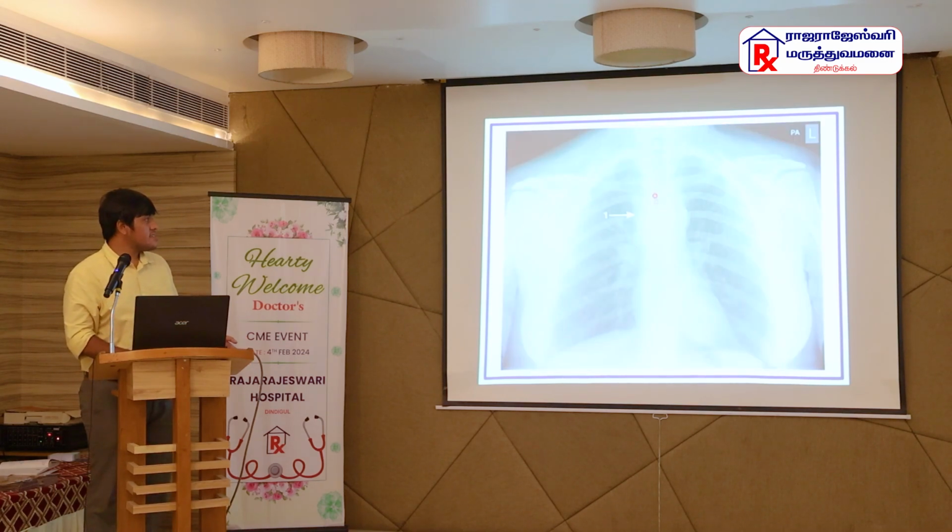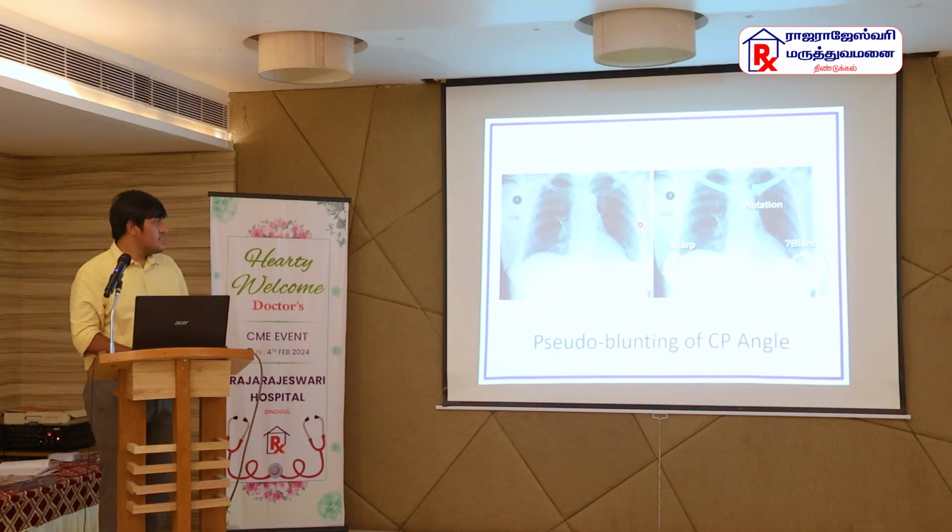But in this X-ray, there is true widening of the mediastinum and there is no rotation. This is a case of a right paratracheal mass. This rotation can also cause a false sense of blunting of the costophrenic angle, and we may think of the presence of effusion and all.